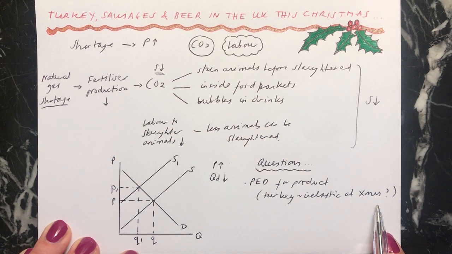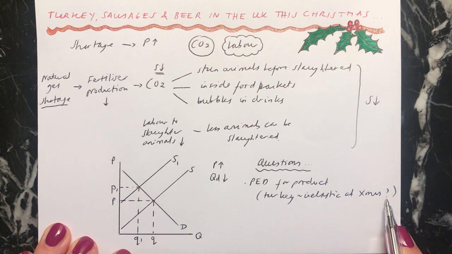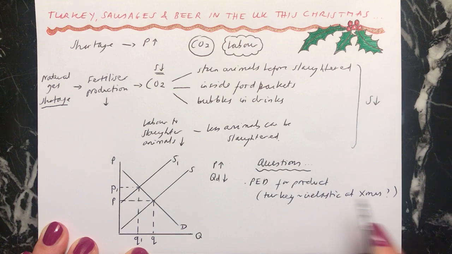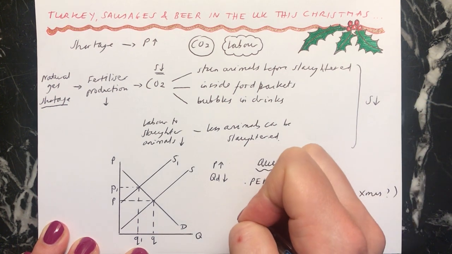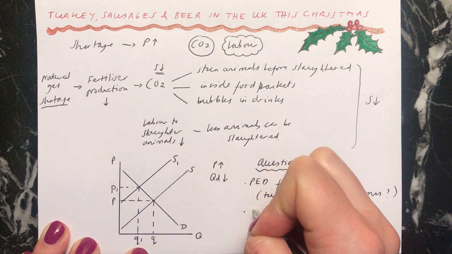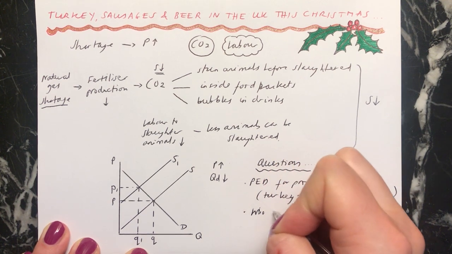If it is inelastic, even though the price goes up, people will carry on buying it because they feel they must have turkey on Christmas Day. So you need to ask, what is the PED for the product? You can also say, who is buying?